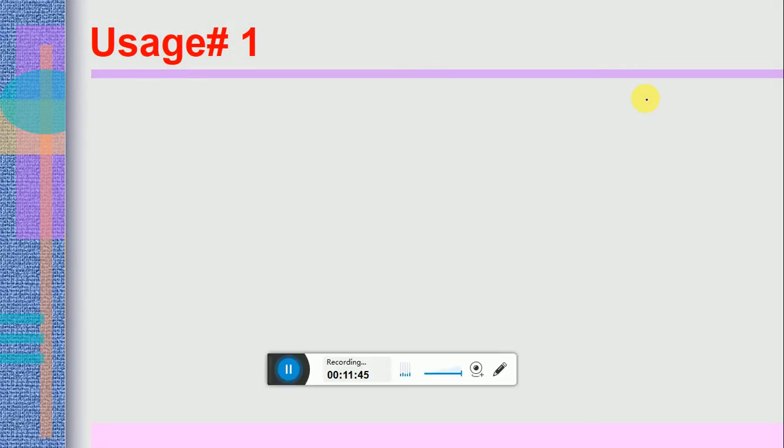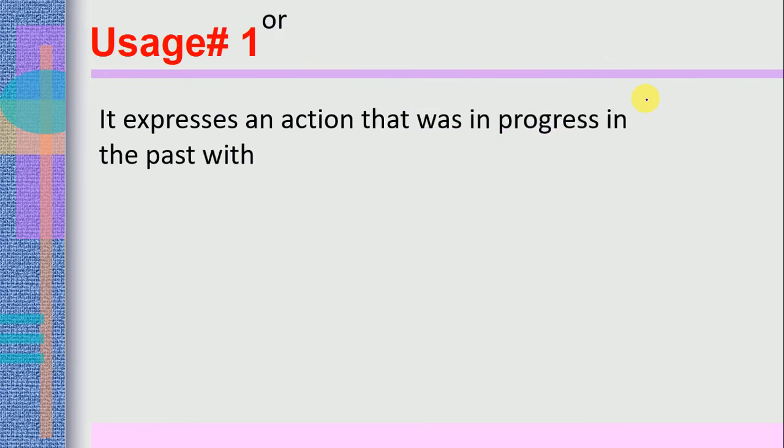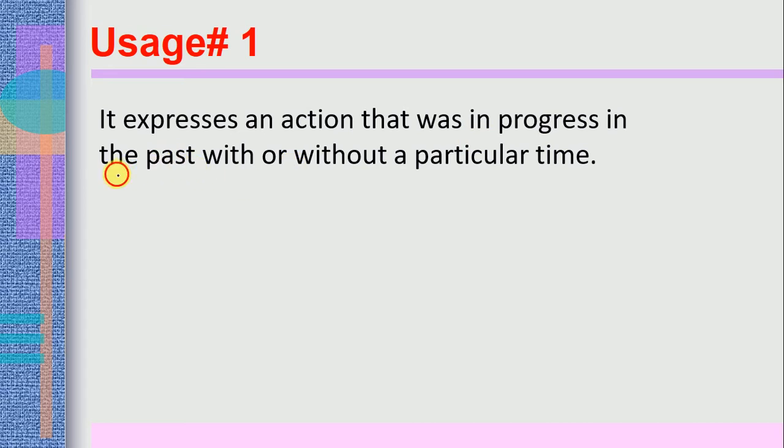We will study the usages. The first usage we have is past continuous tense. It expresses an action that was in progress in the past with or without a particular time. So past continuous tense talks about an action that was in progress in the past, right, with or without particular time, right? So what's past continuous tense?